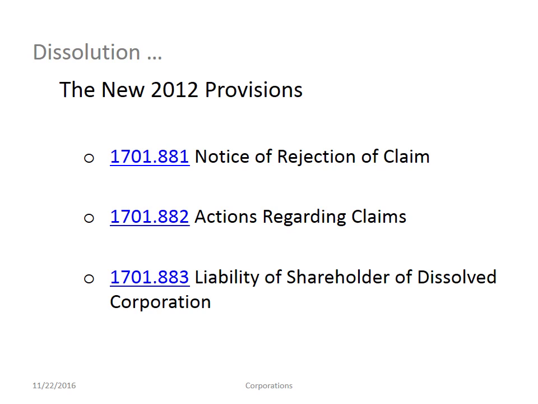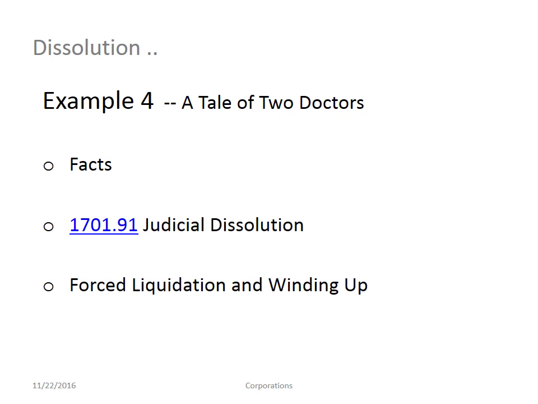All right, I want to talk about another fact pattern. I call this one a tale of two doctors. So here's the example, and I may have mentioned it once already during the semester. Two doctors decided to form a corporation for practicing medicine, and this is actually a special form of corporation governed by Chapter 1785 of the Code. It's known as a professional association. It can only be formed by certain types of professionals, lawyers, doctors.